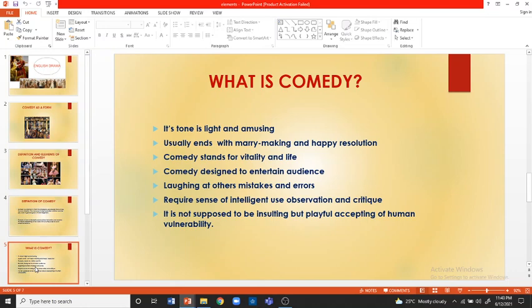It involves laughing at others' mistakes and errors. In comedy, what do we see? We see laughing at others' mistakes and errors. It makes us laugh at others' mistakes, but here it requires a sense of intelligence, an intelligent use of observation and critique also.